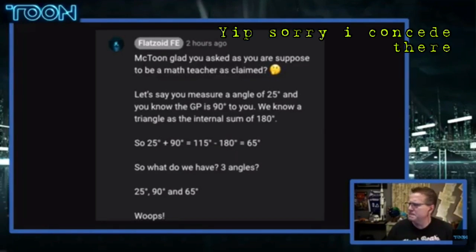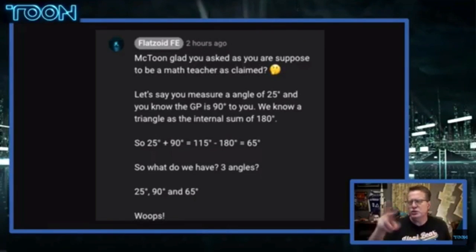You missed on that one. But that's fine. You should have had 180 minus 115. So points off for that. You're an adult, you should be able to get that. So what do we have? Three angles: 25, 90, 65. Whoops. No, we don't. That's not how celestial navigation works.